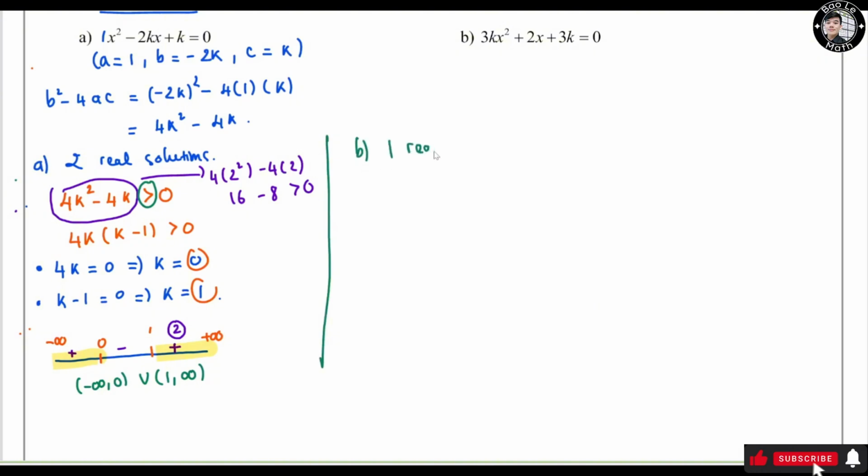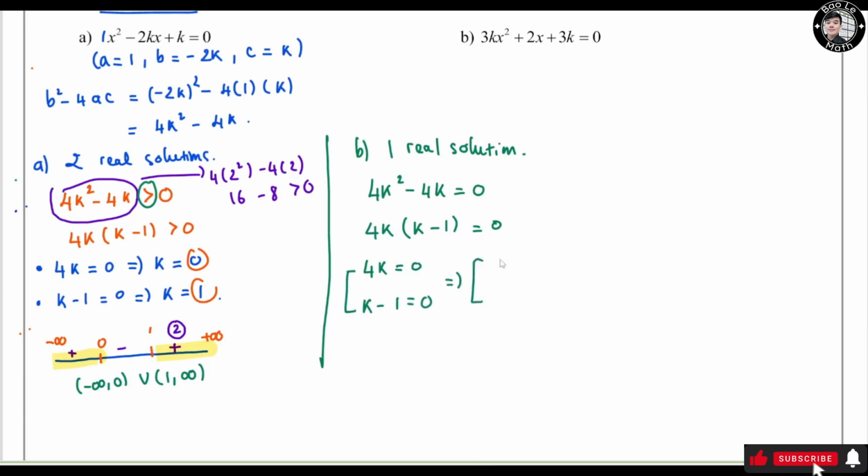one real solution. Then we have 4k squared minus 4k equals 0. We just solve this quadratic equation by factoring. So factor 4k out, so it could be 4k times k minus 1 equals 0. Then 4k equals 0, or k minus 1 equals 0. We solve this one, so it could be k equals 0, k equals 1. These are two values of k.